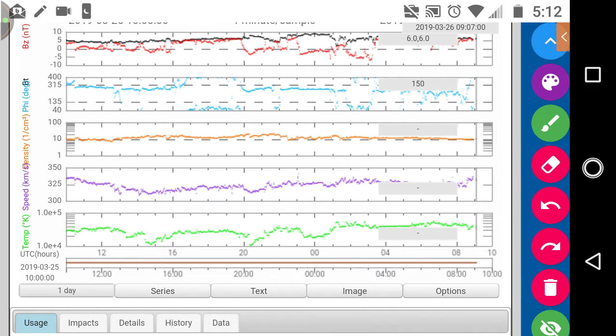Solar wind density is right around 10 protons per cubic centimeter, and we see a recent uptick in the solar wind speed, but still very low, staying below 350 kilometers per second over the last 24 hours.